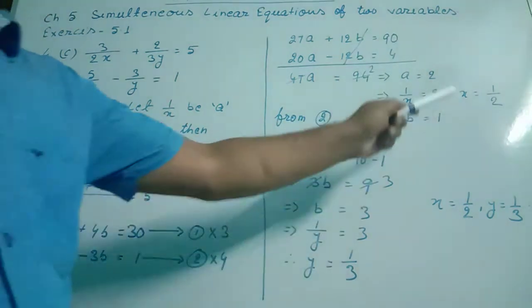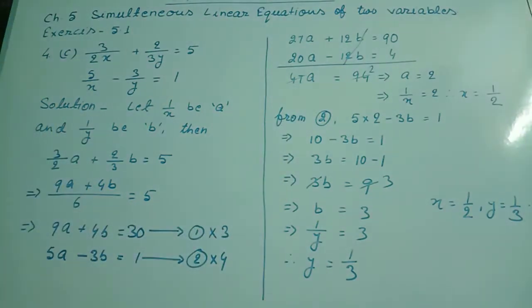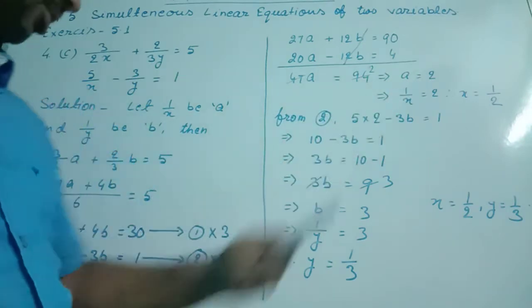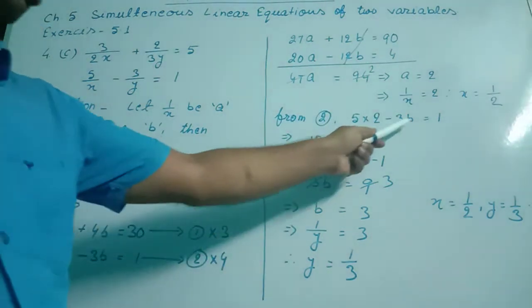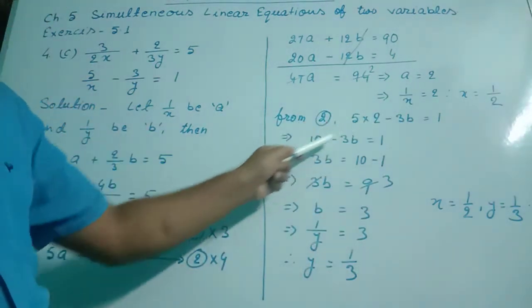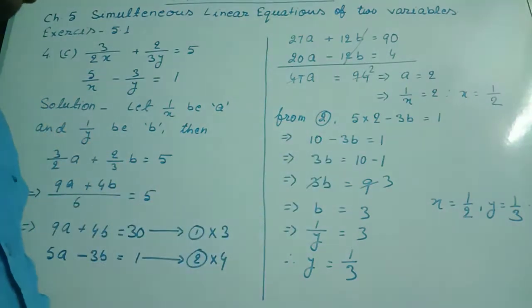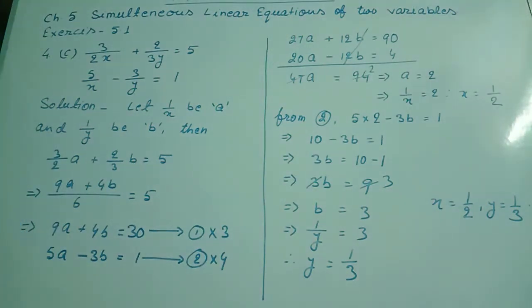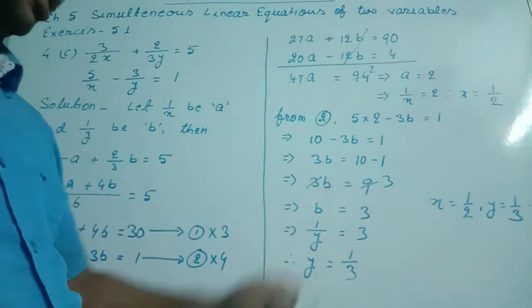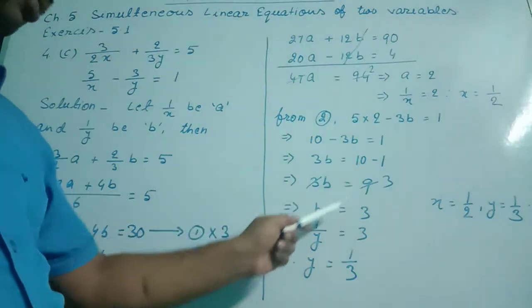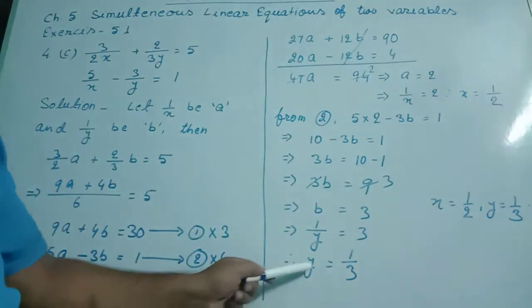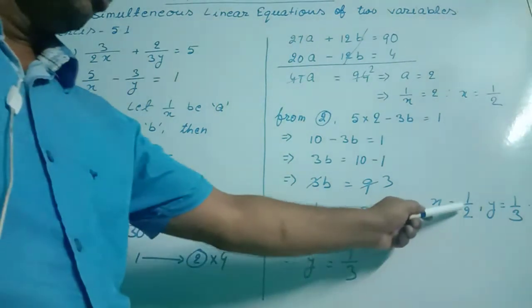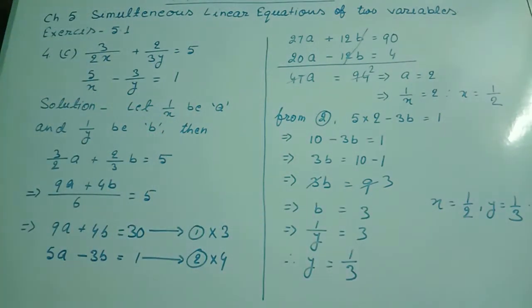Now I put this value in equation number 2, that is 5a. So 5 into 2, the value of a is 2, minus 3b equal to 1. 5 into 2 equal to 10, minus 3b equal to 1. 3b equal to 10 minus 1 by the rule of transposition. 3b equal to 9, 3 3s are 9 cancelled, b equal to 3, 1 by y equal to 3, or y equal to 1 by 3. In this way we get the values of x and y, 1 by 2 and 1 by 3. These are the answers.